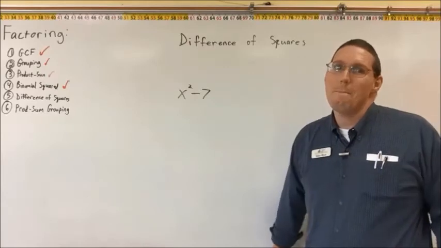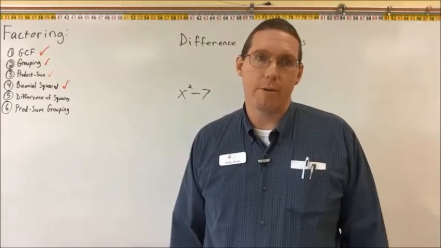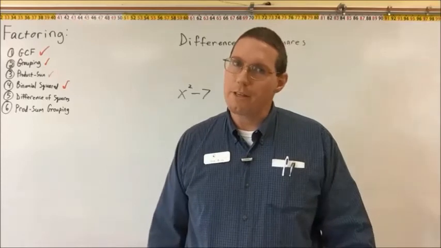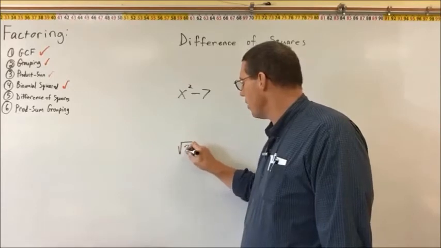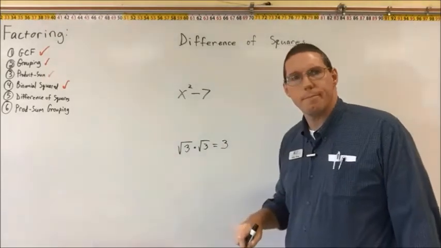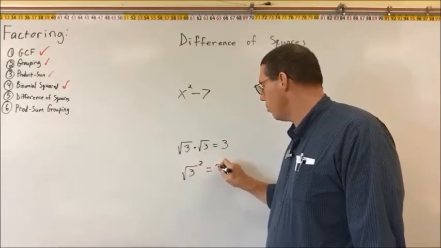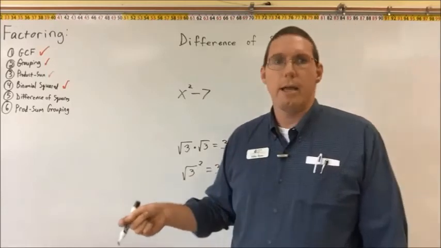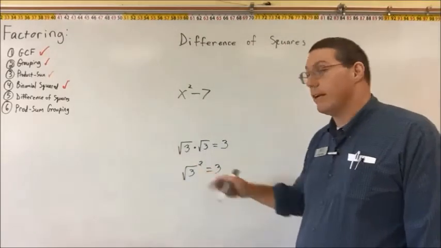Wait a minute. Maybe it is a square. Actually, all numbers are squares. They are squares of their square roots. I know that sounds kind of weird, but I want you to consider something. Look at this. Isn't the square root of 3 times the square root of 3, doesn't that equal 3? Right? So the square root of 3 squared is equal to 3. So 3 actually is a square. It's just not a perfect square. It's not a square of a whole number. It's a square of an irrational number.